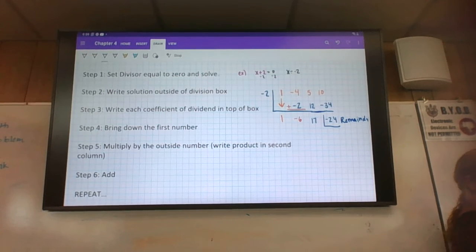The 2 goes outside this L-shaped synthetic division box. And then the top row here, I fill in with coefficients. So the coefficient here is a 1. The coefficient of x squared is -3. The coefficient of x is -7. The coefficient here, well, that's a constant, so that's just 6. So these numbers fill in the top of the synthetic division.